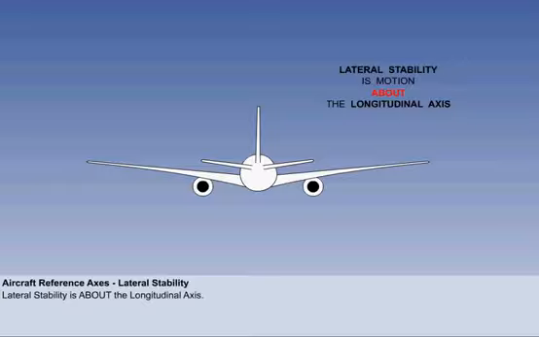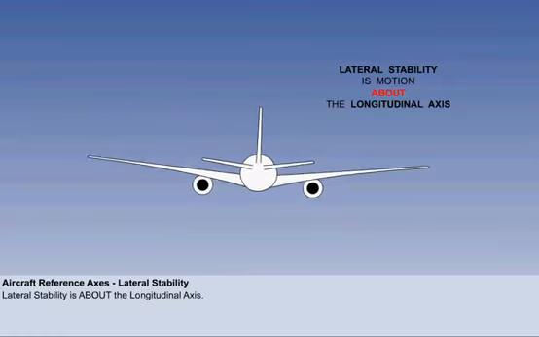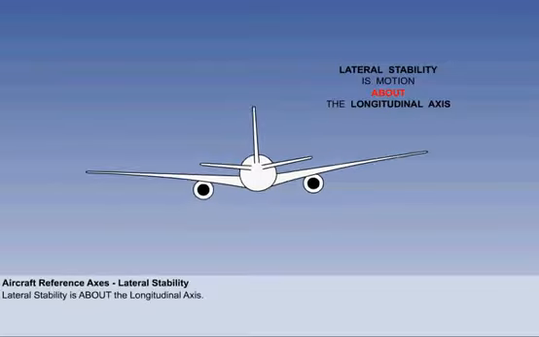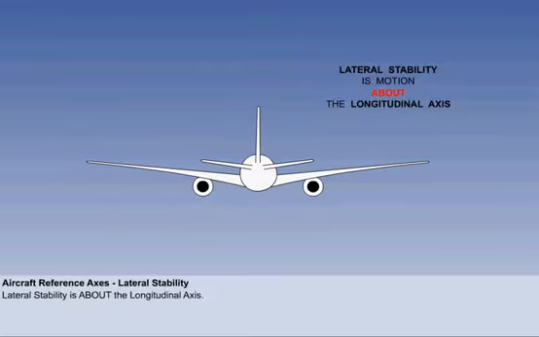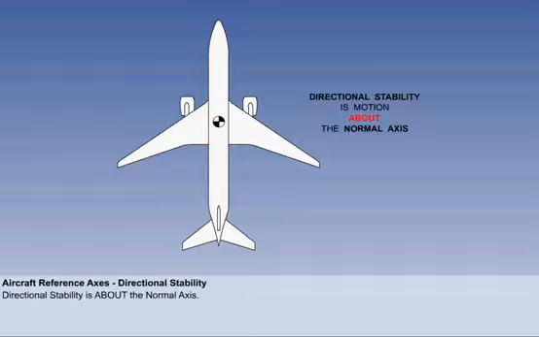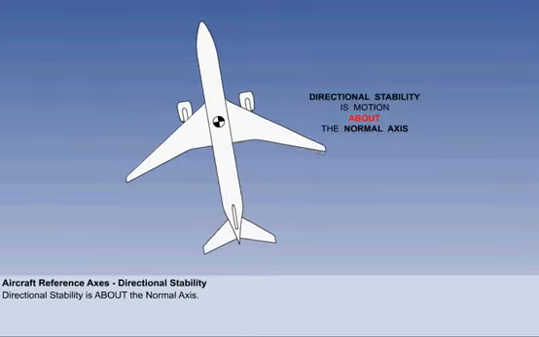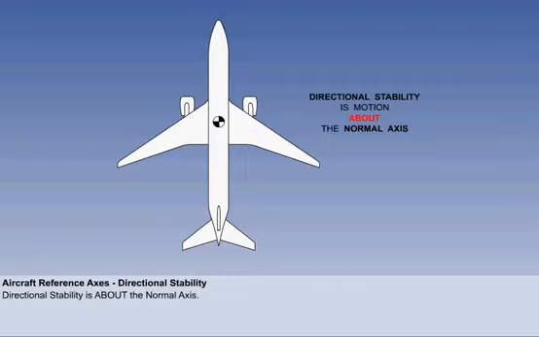The aircraft rolls about the longitudinal axis. In the context of stability, motion about the longitudinal axis is called lateral stability. An easy way to remember which is which is to add the axis about which the aircraft rotates. In this case, lateral stability is about the longitudinal axis. The aircraft yaws about the normal axis. Motion about the normal axis is called directional stability, the easy one to remember.